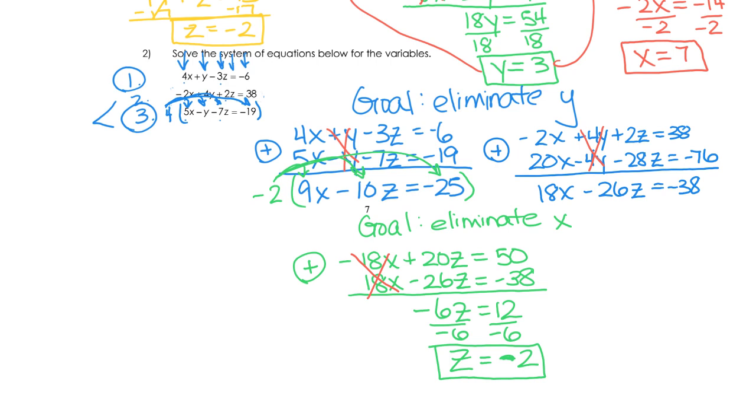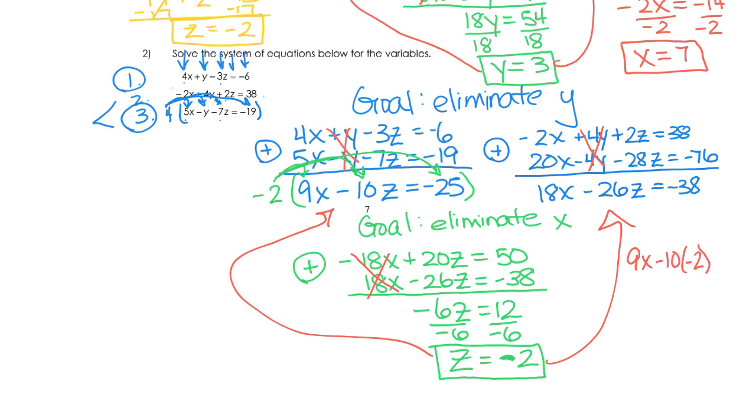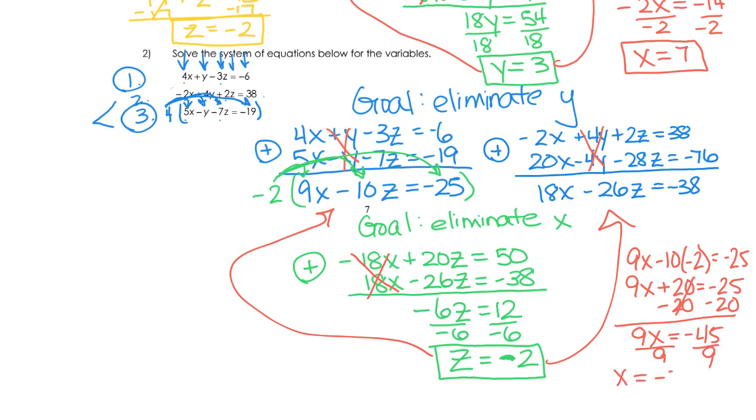Remember where we go back to. We can either go back to this equation that has x and z in it, or we can go back to this equation that has x and z in it. Does not matter. You pick which one's easier. I'm going to pick the first one. So we're going to keep the 9x minus 10z. Negative 2 goes in, equal to a negative 25. This becomes 9x plus 20 equals a negative 25. Subtract 20. We get 9x is equal to a negative 45. We're going to divide by 9, and x comes out to equal negative 5.